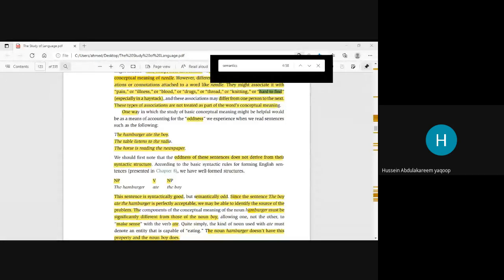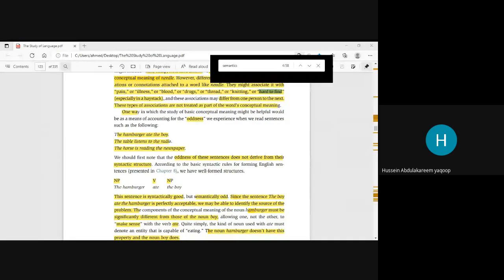Grammatically, it's okay. We have the subject, we have the verb, and we have also the object. So there is no trouble up to here. But when we deal with semantics, from a semantic point of view, this sentence is considered wrong and unacceptable. What is the reason? Now, this is my question. But before that, I will give you a minute maybe to think of the reason.